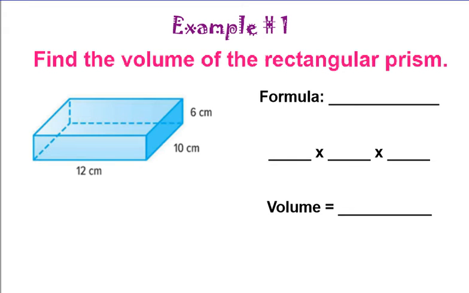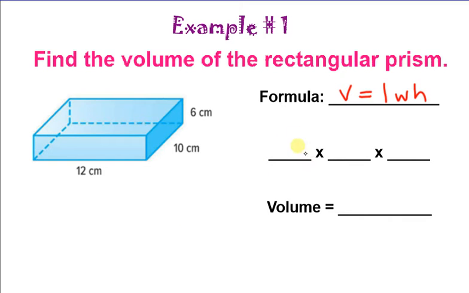Alright, let's go ahead and look at the first example. So here we have a rectangular prism, and all we're going to deal with today are rectangular prisms. There's different formulas for triangular prisms and on and on and on. But we're just going to deal with rectangular prisms for today. As always, I need you to start by writing the formula. So we write the formula this way. Volume equals length times width times height.